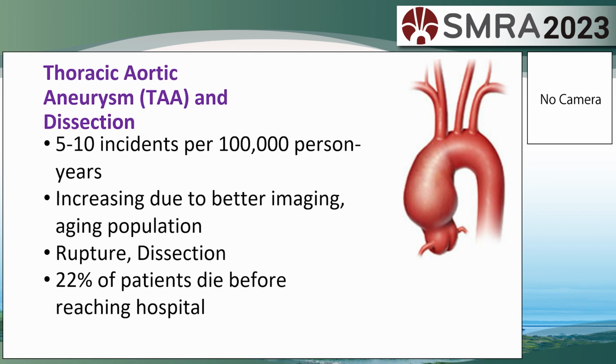So just to give a bit of background information, thoracic aortic aneurysm is a relatively uncommon condition with about 5 to 10 incidents per 100,000 person years. And the most common type is ascending thoracic aortic aneurysm. Although this is an uncommon condition, it's been increasing in recent years due in part to better imaging, more frequent imaging, and an aging population. It's a dangerous condition due to the risk of aneurysm rupture and acute type A dissection. It's been estimated that up to 22% of patients die before even reaching the hospital when experiencing a complication of thoracic aortic aneurysm. So it's important to be able to identify these patients and to intervene when necessary.